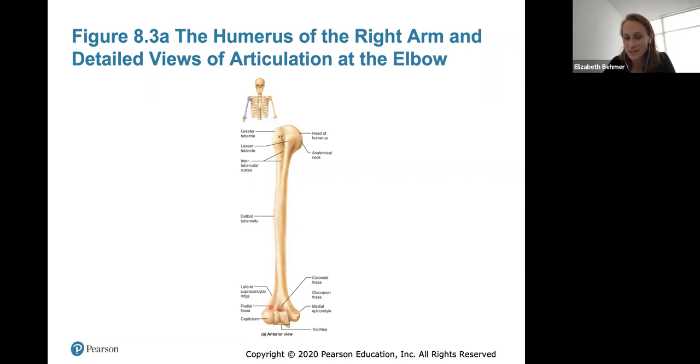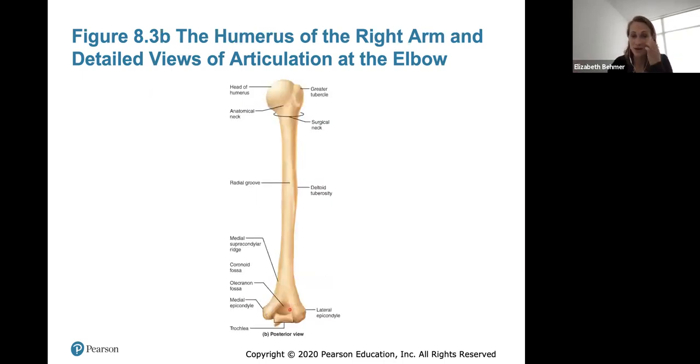The radial fossa will be where the head of the radius sits when you bend your elbow. And the coronoid fossa is where the coronoid process of your ulna sits when you bend your elbow. Your medial epicondyle juts out on the medial side, or inner side, of your elbow. So this is the distal part of the humerus, from an anterior view.